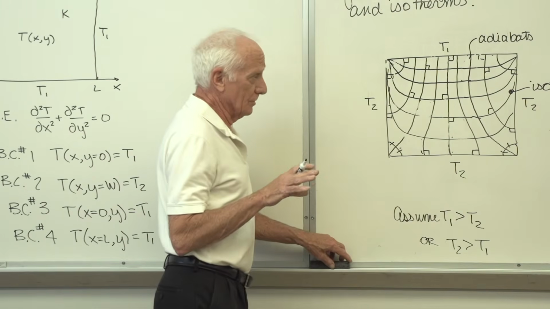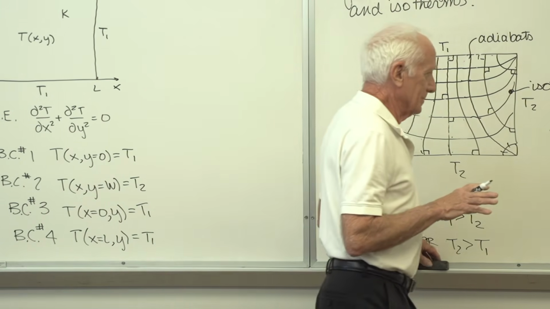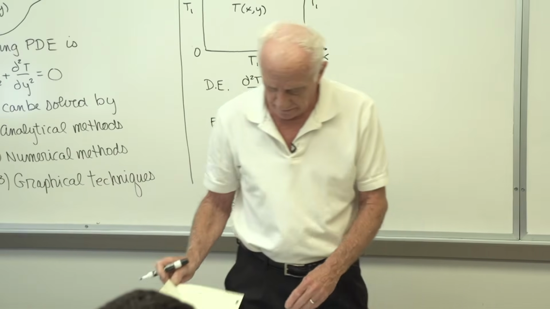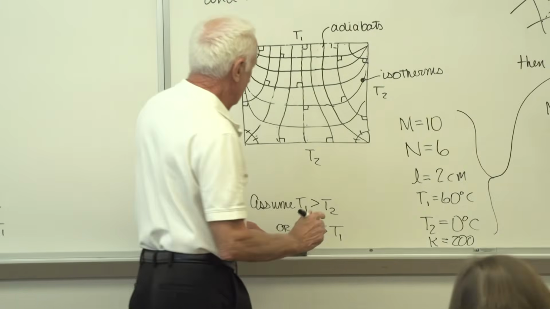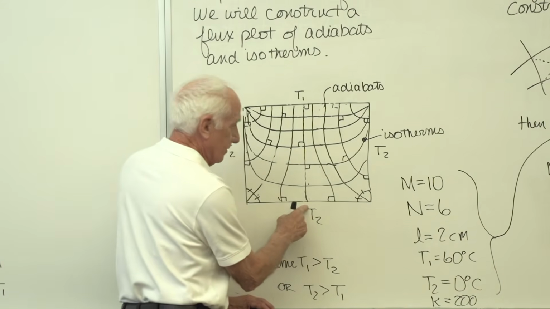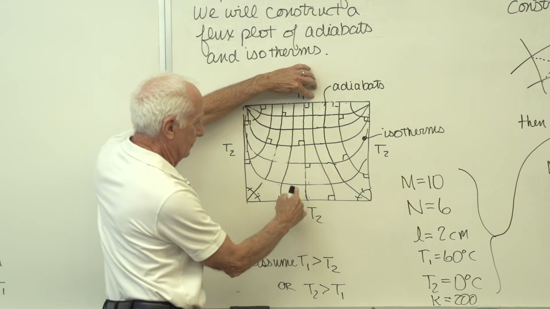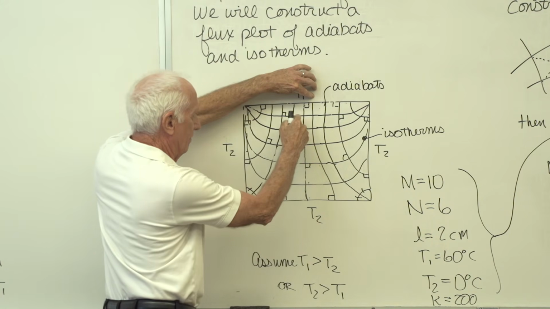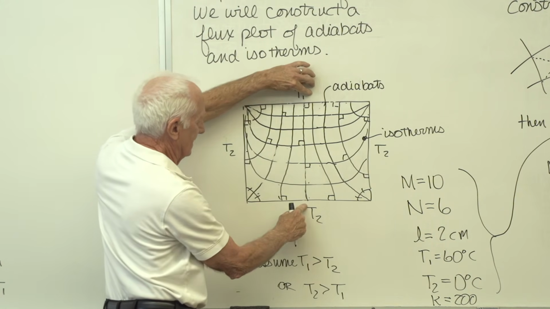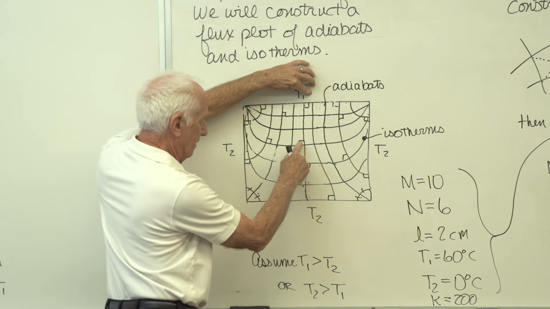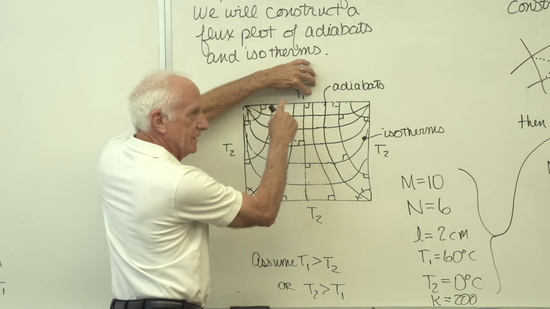Now, there's also a way to get an estimate of temperature. So, this is 0. This is 60. Count the intervals. 1, 2, 3, 4, 5, 6. If that's 0 and that's 60, here's 0, 10, 20, 30, 40, 50, 60.